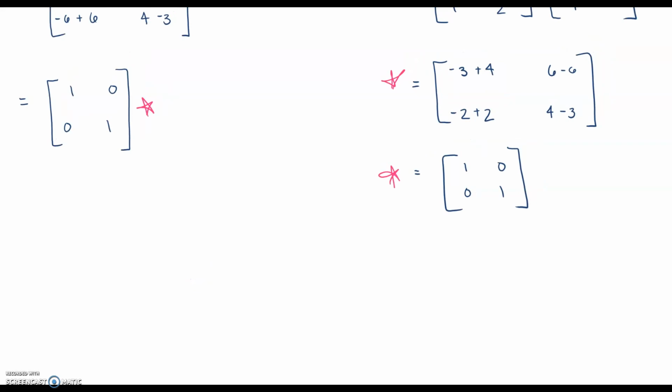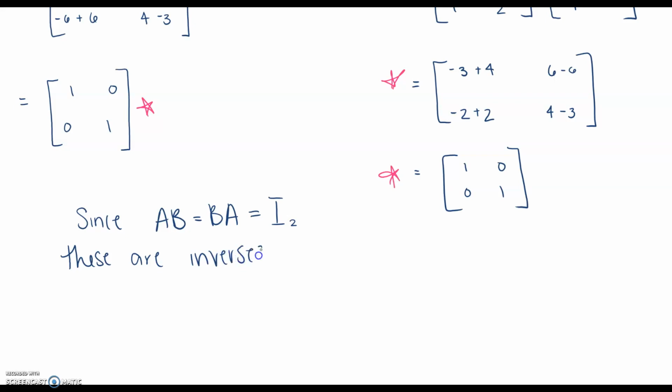And then we need to make a conclusion, so we're verifying, and we can conclude since A times B equals B times A equals the identity matrix, and it's a 2 by 2, so you could throw that 2 in there. These are inverses. Cool, so we are all set.